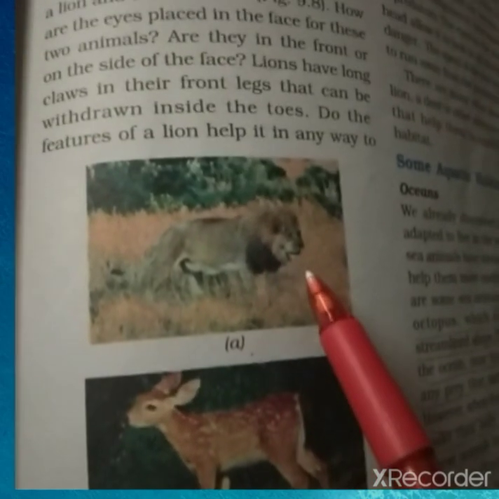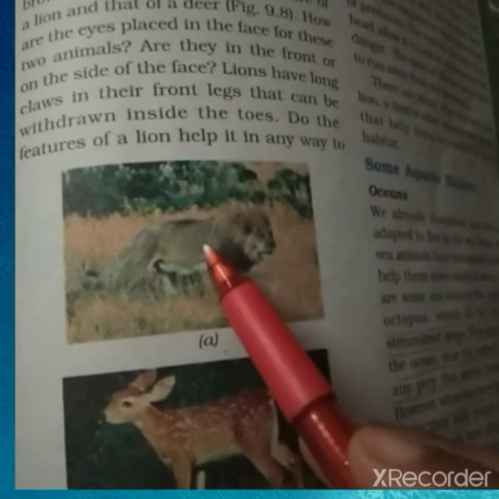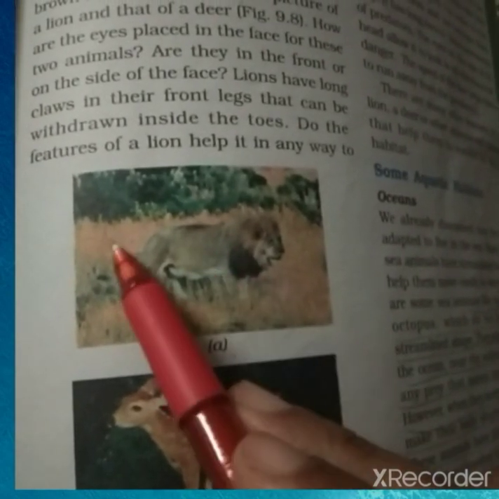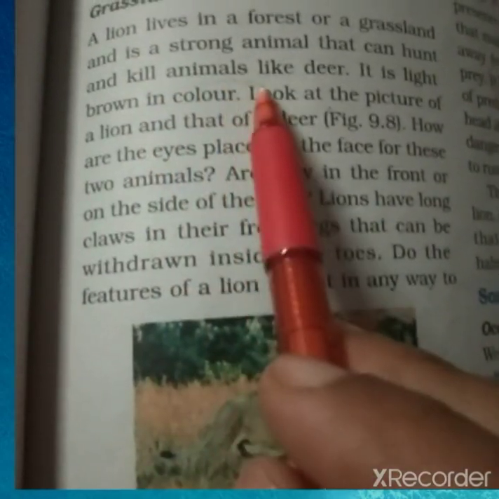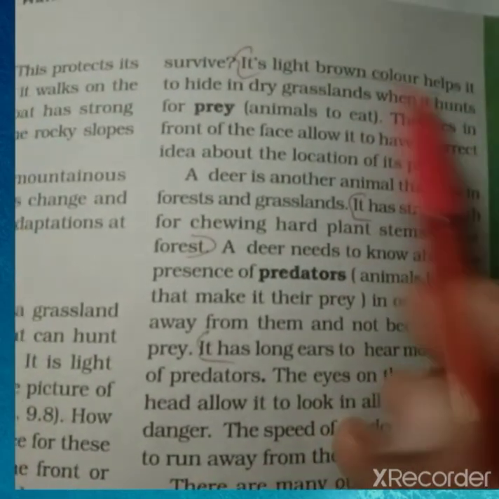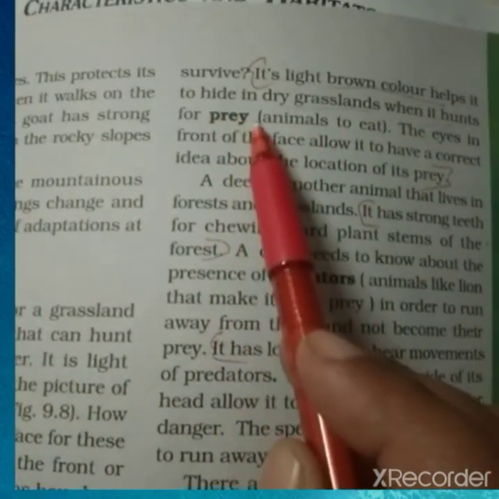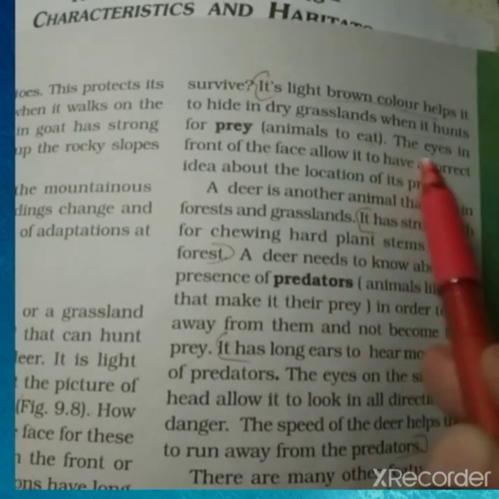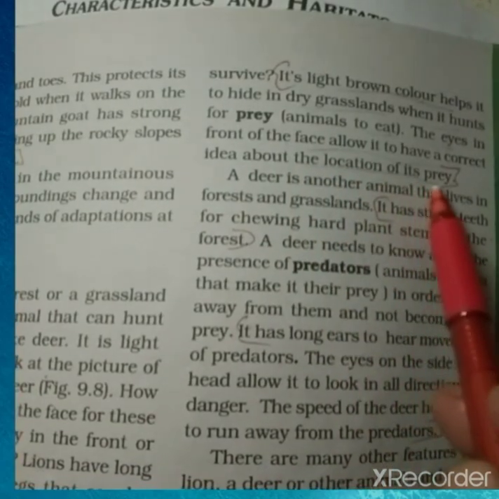Now grassland. First look at the color of the grass in the grassland areas and the color of the deer and lion. It matches the grassland grass to adapt to their habitat. The light brown color of lions helps them hide in dry grassland when they hunt for prey. Prey means animals to eat. The eyes in front of the face allow it to have a correct idea about the location of its prey.